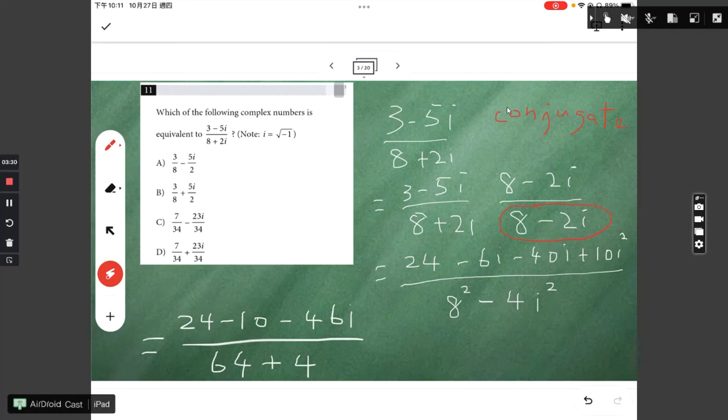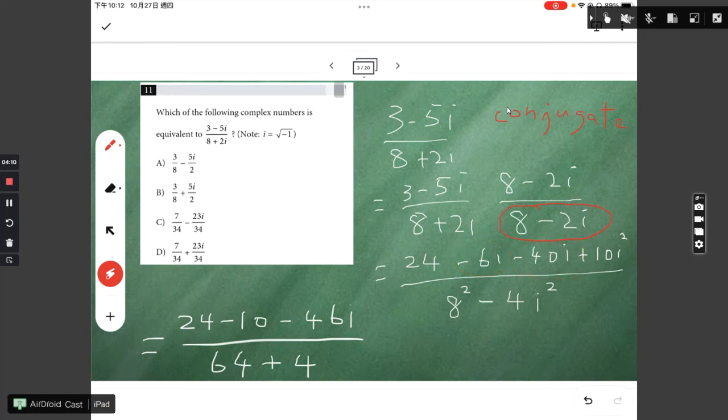Now, as the question already tells you, i is the imaginary number, which is defined to be the square root of negative 1. The square of this number leads to negative 1. So 10 times i squared means 10 times negative 1, which turns out to be minus 10. So this is where this comes from. So 24 minus 10, and then you have minus 6i minus 40i.